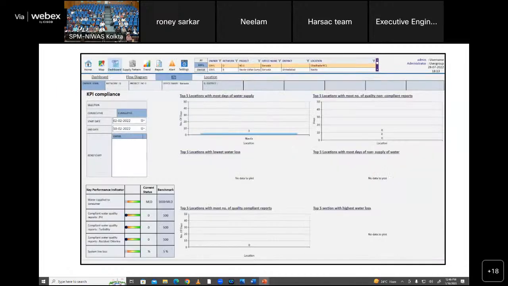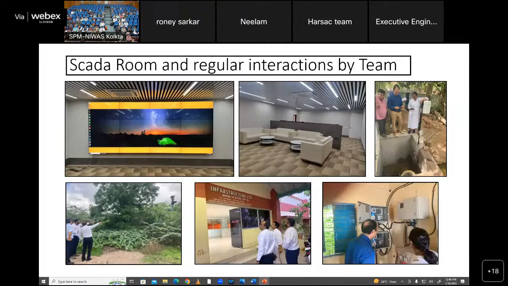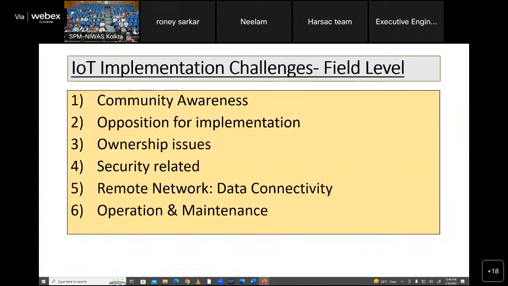These are the views. These are the central SCADA room and the field level installations.